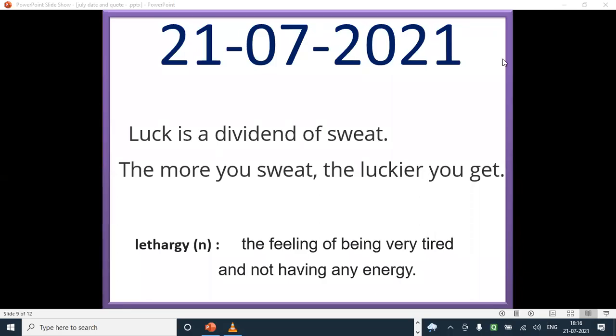Good evening. Today's quote is: luck is a dividend of sweat. The more you sweat, the luckier you get. Today's word is lethargy, the feeling of being very tired and not having any energy.